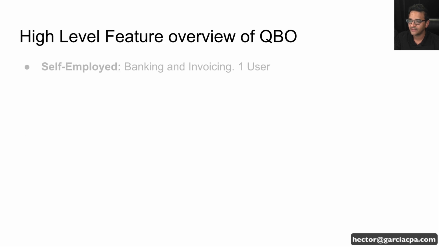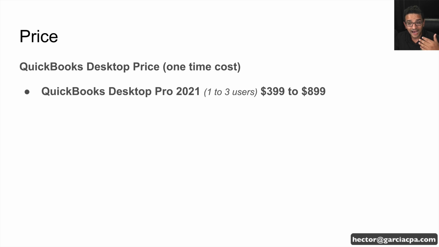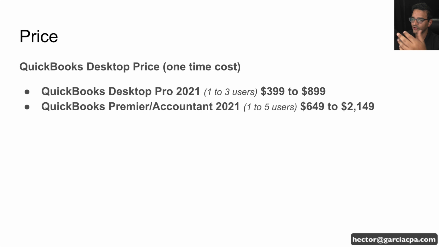If we move to QuickBooks Desktop, there are still one-time cost programs you can purchase. You can buy QuickBooks Desktop Pro for $399 one-time cost, or you can buy QuickBooks Premier or Accountant. In 2021, those two things have the same price.